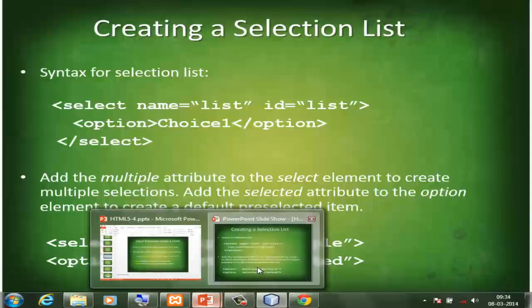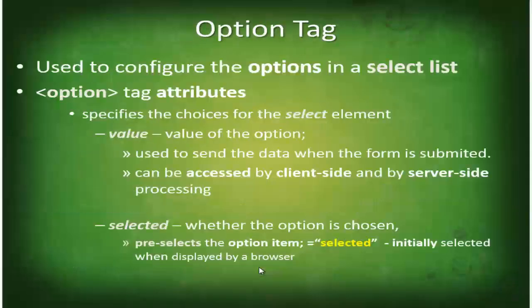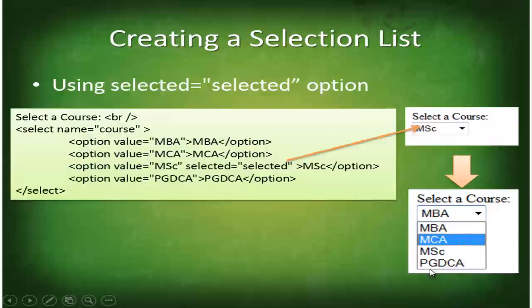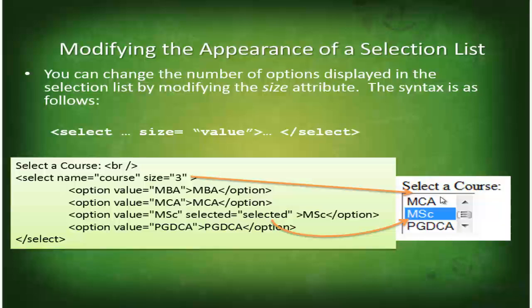So let me quickly go through them. This is what it appears. So we have the select here. We can specify the value and the actual text to be shown. This is how it's going to appear. When you click on it, you're going to get the list. And when you say selected is equal to selected, by default, the item which had selected is equal to selected will be shown, and the user can select any other option. So that's the default option that you're giving.